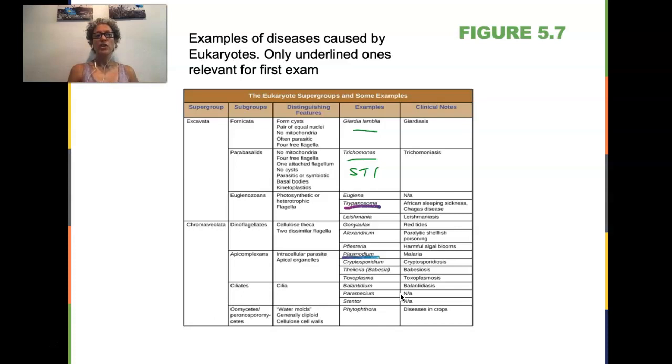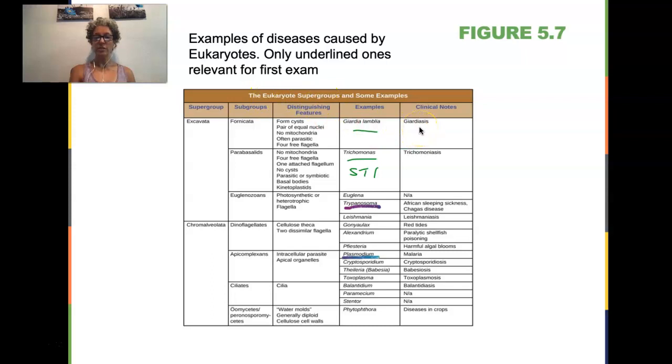I've added to this chart that these are examples of diseases that are caused by eukaryotes. We are going to be studying many of these in a lot more detail later in the semester. For now, I've indicated that only the underlined ones will be relevant on our first exam. So I've underlined Giardia, because we've seen that a few times. You don't have to know its supergroup or its subgroup, just that it is a eukaryote.